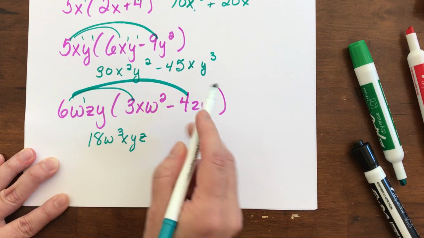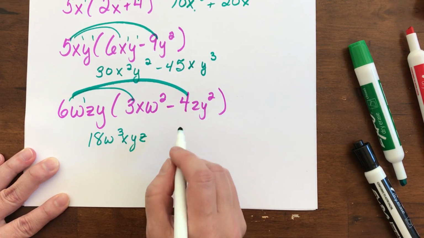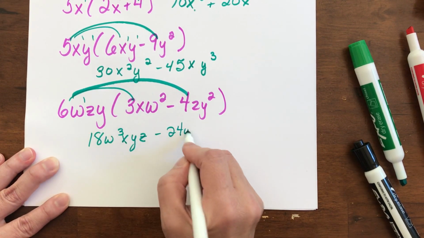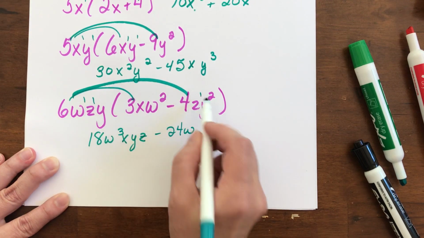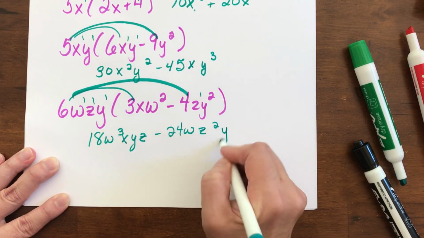Then I'm going to multiply 6wzy times -4zy to the second. So 6 times -4 is -24. W is by itself. 1z here, 1z here, so that's z to the second. 1y here and 2y's there, and that's y to the third.